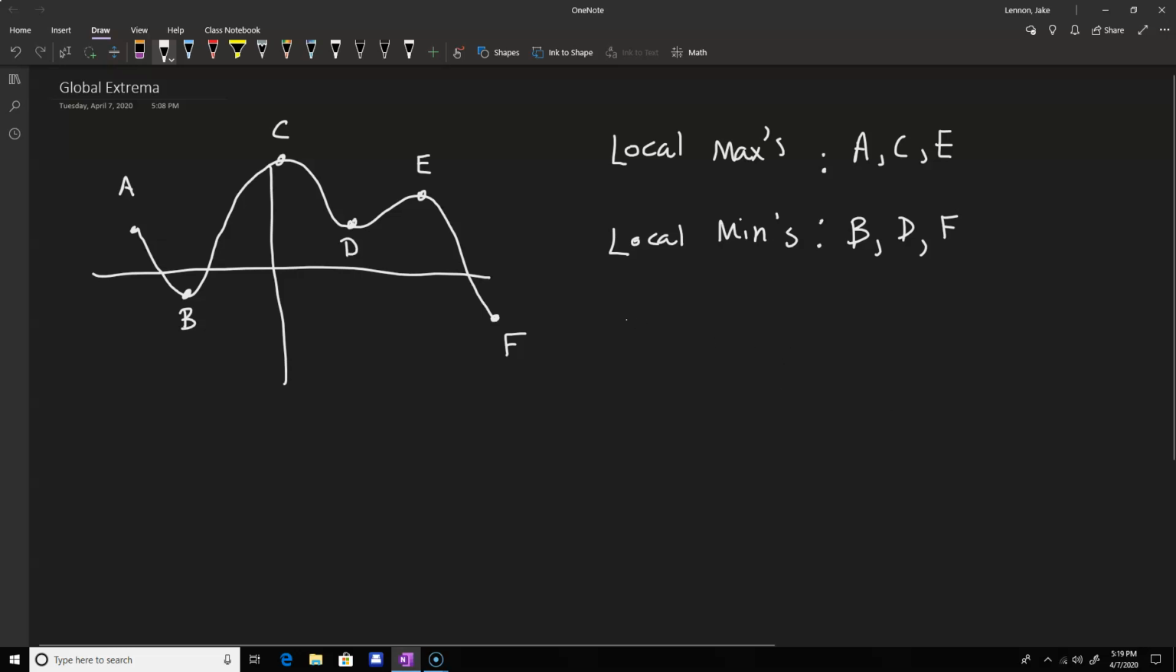If we talk about the global max for this function, sometimes referred to as the absolute max, it's just the single point C. That's the highest y value you see on the entire graph. And the global min actually occurs at an endpoint. It occurs at the point all the way to the right of the function, which is F.